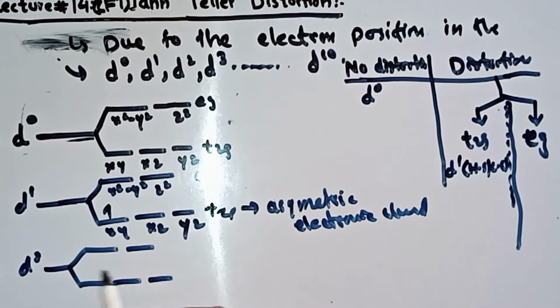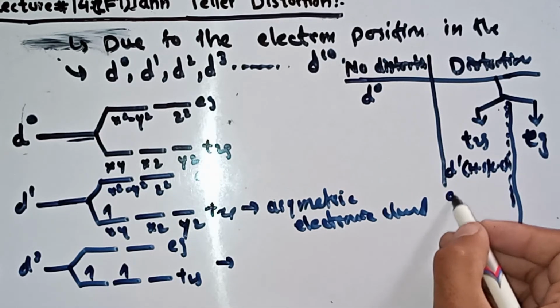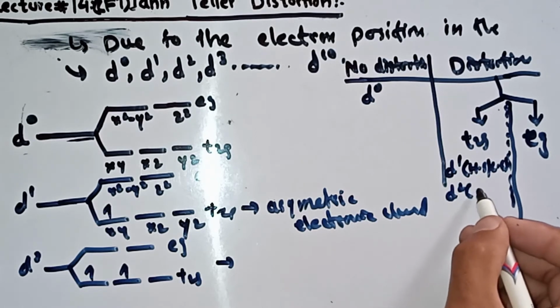In the d2 system, both electrons will go into t2g, while eg will be empty according to Hund's rule. So here there will also be asymmetric distribution. When there is asymmetric distribution in t2g, t2g distortion will occur in the d2 system, whether it is high spin or low spin.